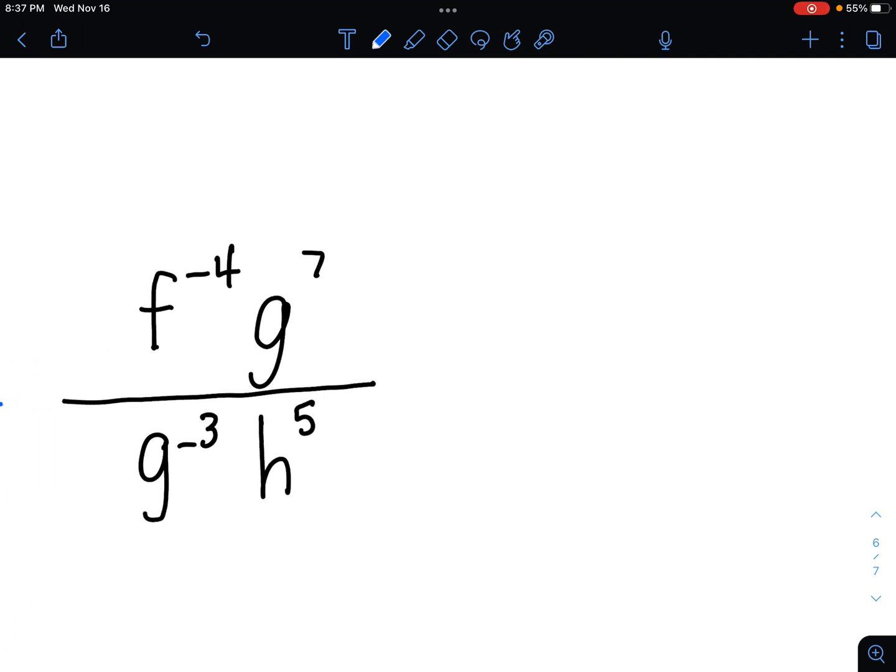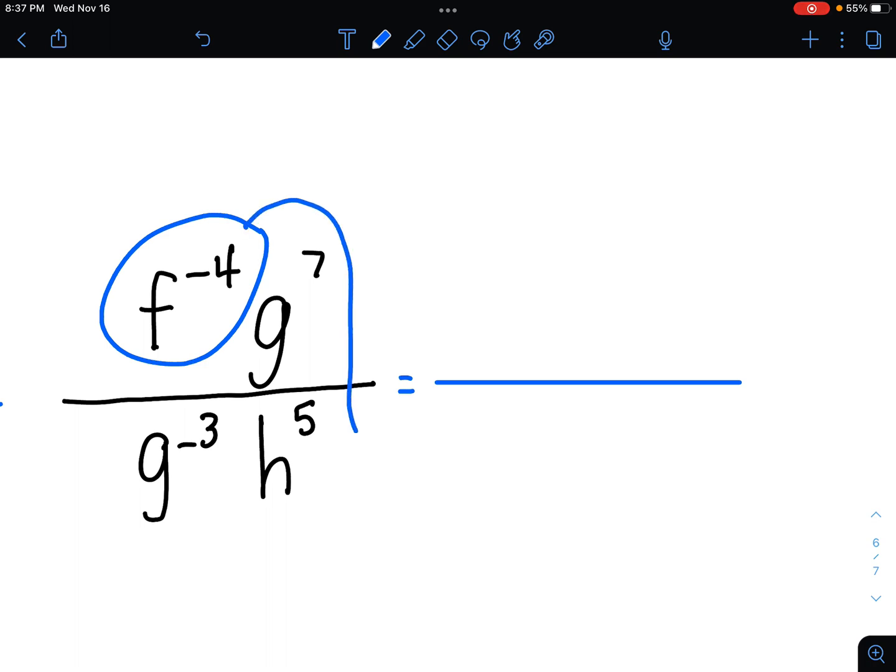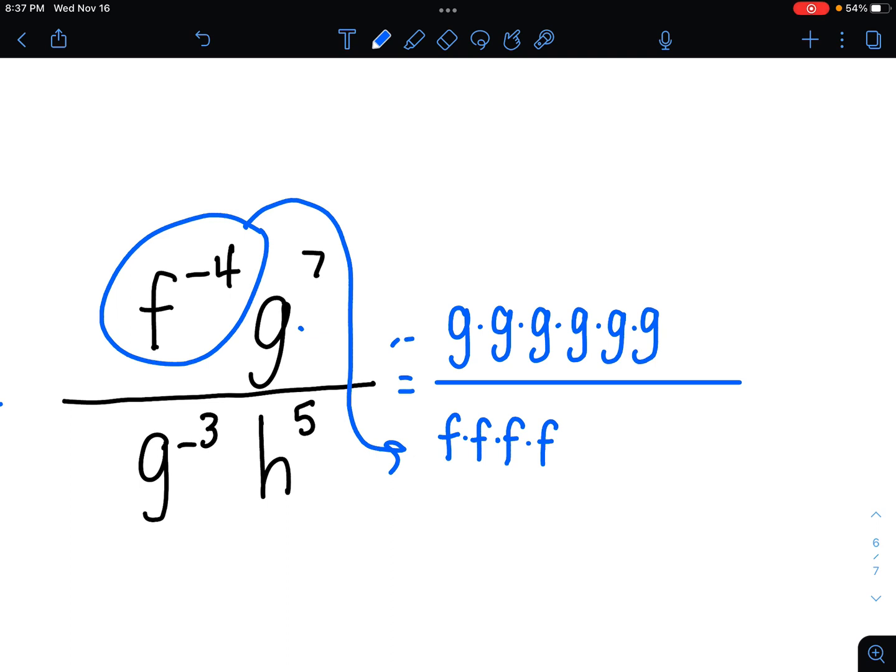Over here, I'm going to start by drawing my fraction bar, and I'm going to take care of what's on the top. So this f to the power of negative 4 is going to flip down to the bottom. I'm going to have my 4 f's down there. This g to the power of positive 7 is going to stay where it's at. So g times g, 7 times: 5, 6, 7.